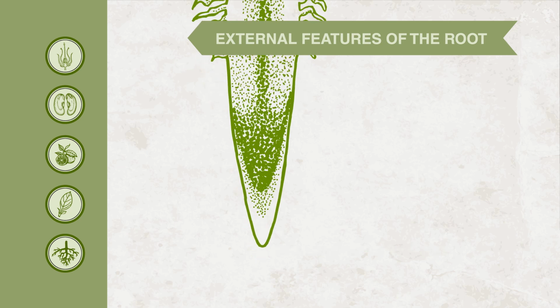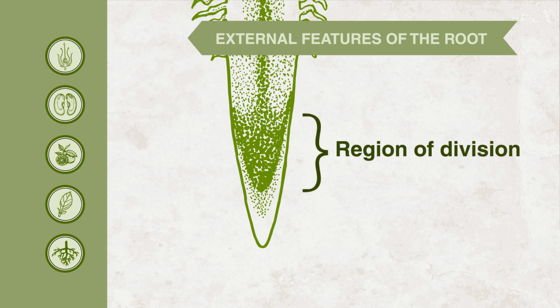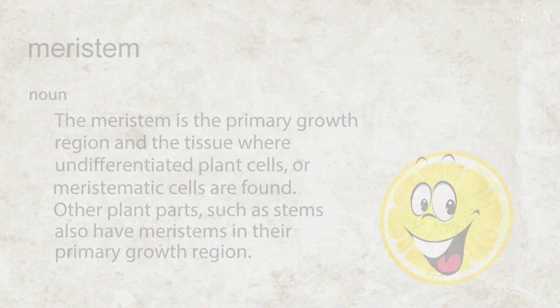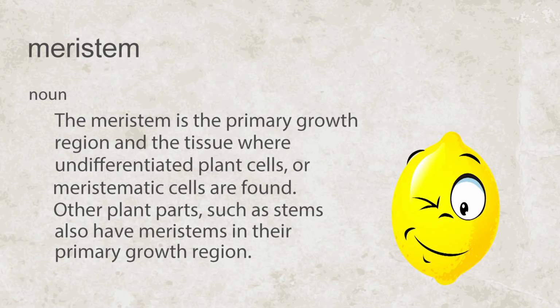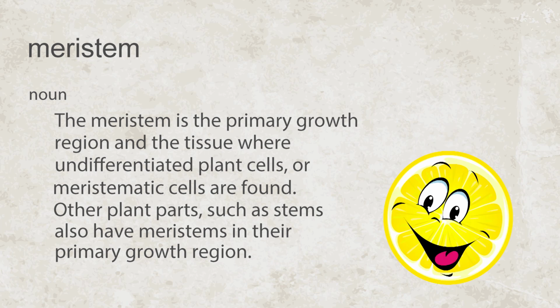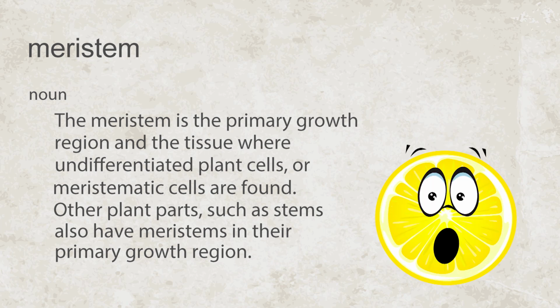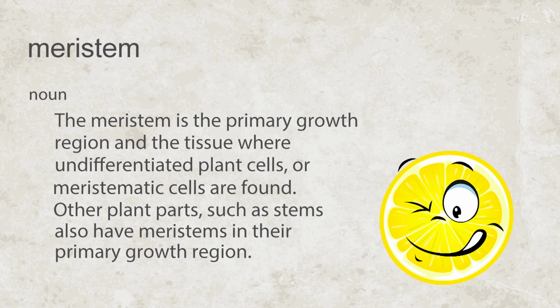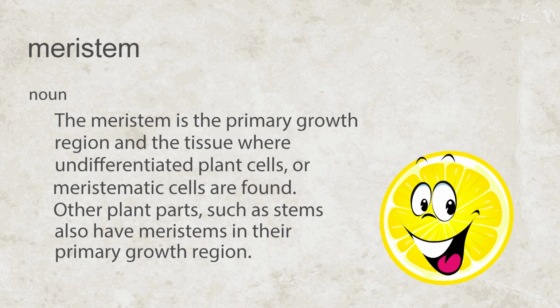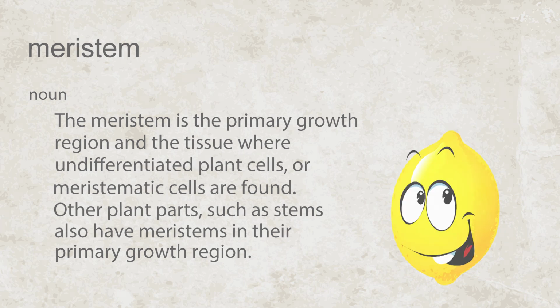The growing tip that is covered by the root cap is called the region of cell division, or the root meristem. This is the primary growth region of the root, where cells are dividing all the time, forming new cells that later differentiate into specialized root tissue. The meristem is the primary growth region and the tissue where undifferentiated plant cells, or meristematic cells, are found. Other plant parts, such as stems, also have meristems in their primary growth region.